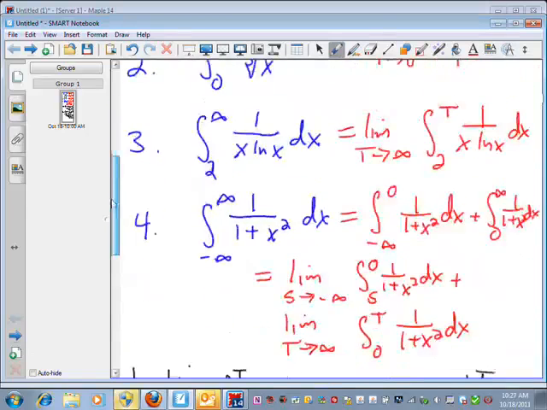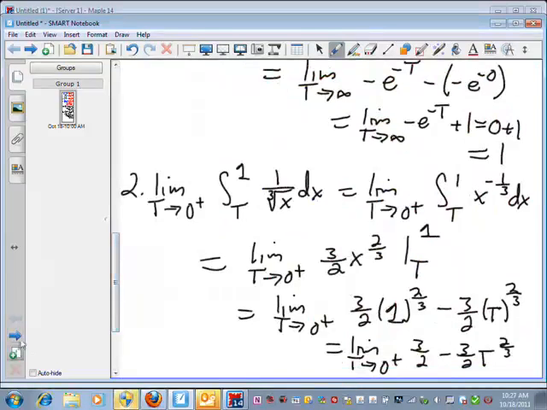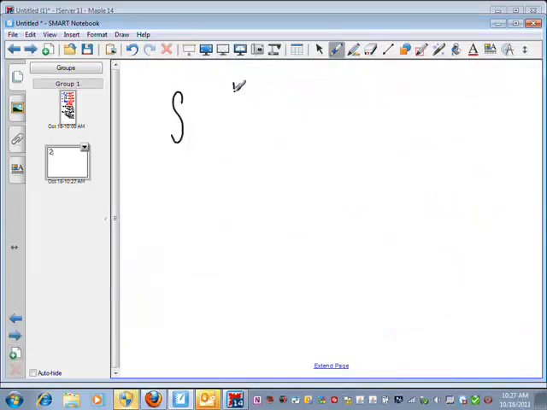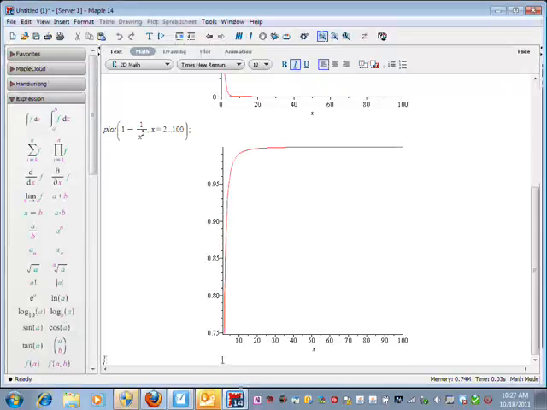It's okay. All right, number 3. The integral of 1 over x times the natural log of x, dx. The question, of course, is: 1 over x times the natural log of x, does that go to 0 fast enough?